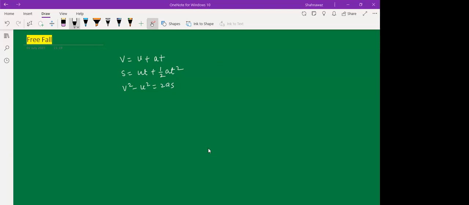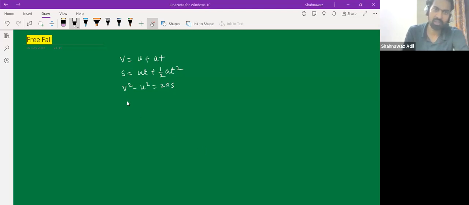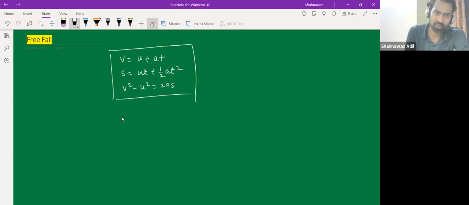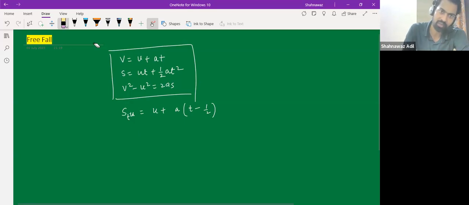Okay. So these were the three equations, and one more equation was there: the distance traveled in, let's say, t seconds. So this we calculated to be ut plus half at squared, and this was the distance traveled in the nth second or t. These equations we learned in this class.